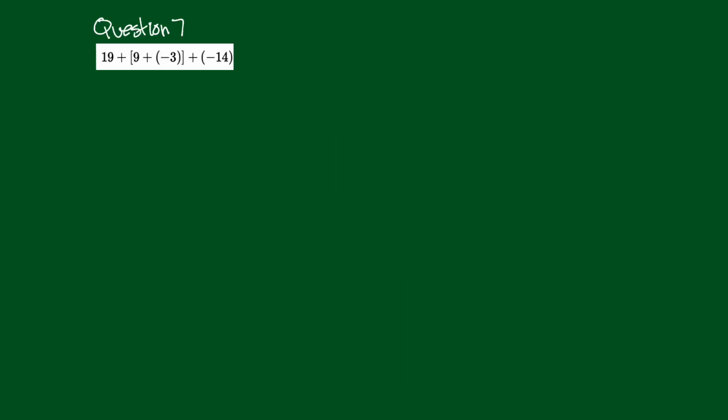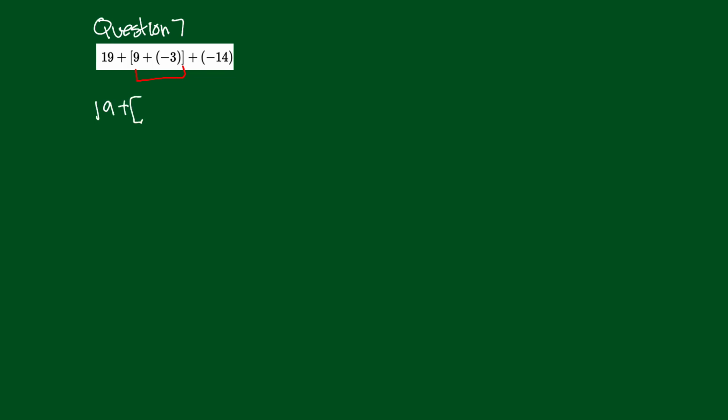Question 7 looks like a lot going on here. Now I've got some grouping. I got a grouping symbol, right? I've got this one right here. Got that grouping symbol. So let's work inside here first. So the best approach, I think, is just to rewrite the entire expression. So I'll get 19 plus.